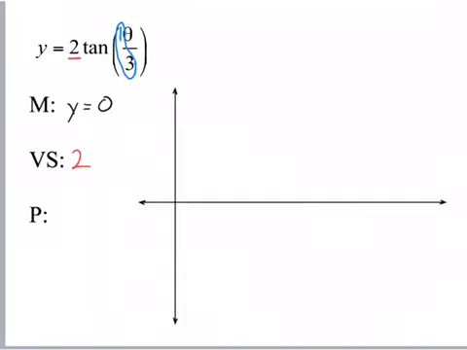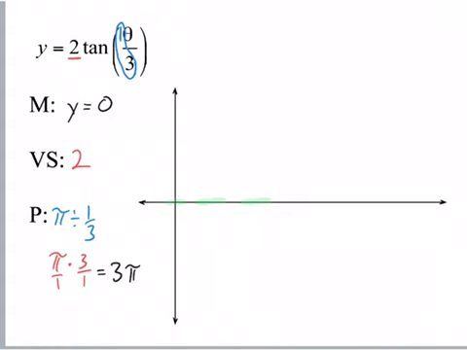So for tangent, it's going to be pi divided by that 1/3, which becomes pi times 3/1, which is 3 pi. So my period is going to be 3 pi, my vertical stretch is 2, and my midline is 0. So let's start by drawing our midline.